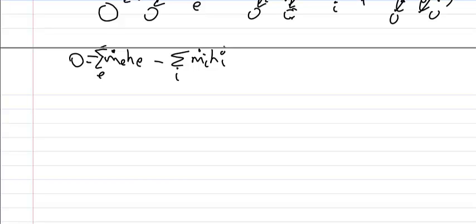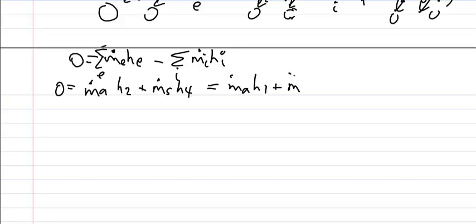So we have 0 equals, and then we have points 2 and 4 at the exit. So 2 is air, so why don't we just write m dot air h2, and then we add to that the mass flow of the steam times h4. And then on the inlet side, we have points 1 and 3. So for the air, we have m dot air h1, and then plus m dot steam h3.